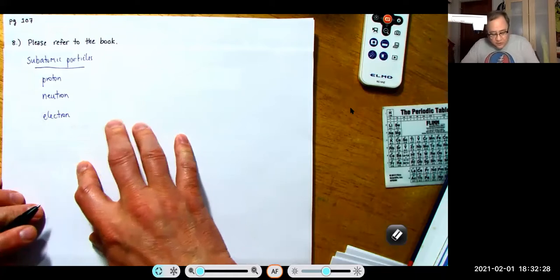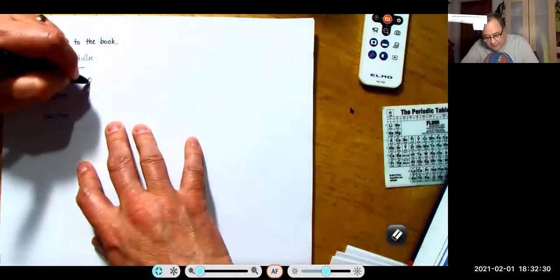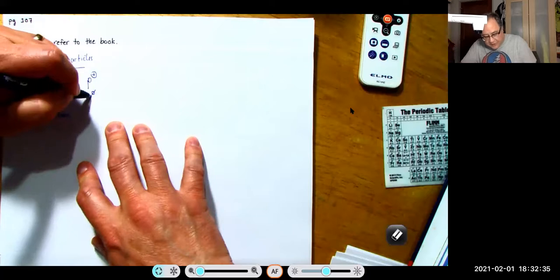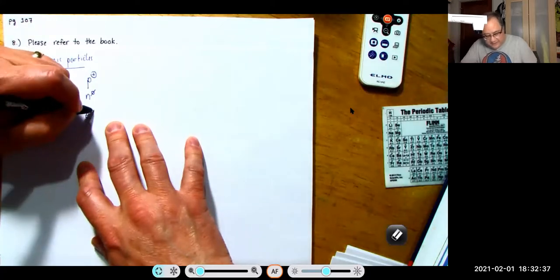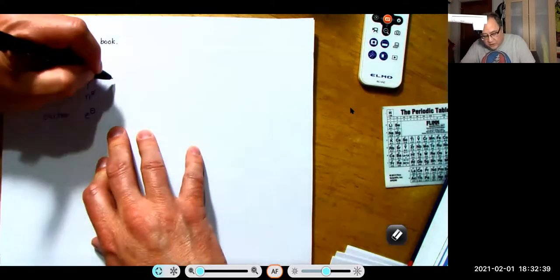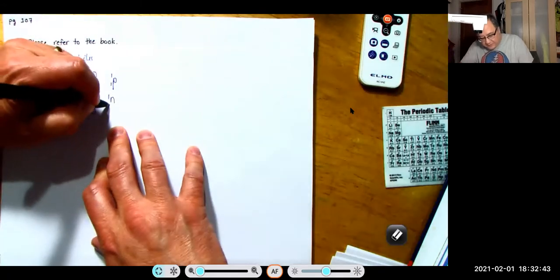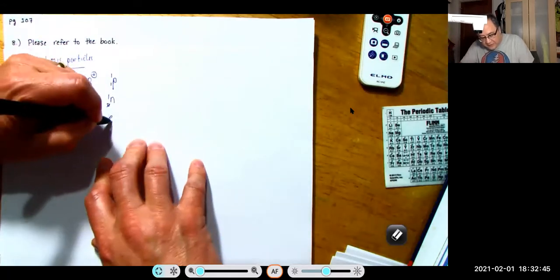The symbol for a proton is a P with a positive. The neutron is an N with a 0, and the electron is an E with a negative. For a proton, we also have 1, 1. For a neutron, we have 1, 0. And for an electron, we have 0, negative 1.